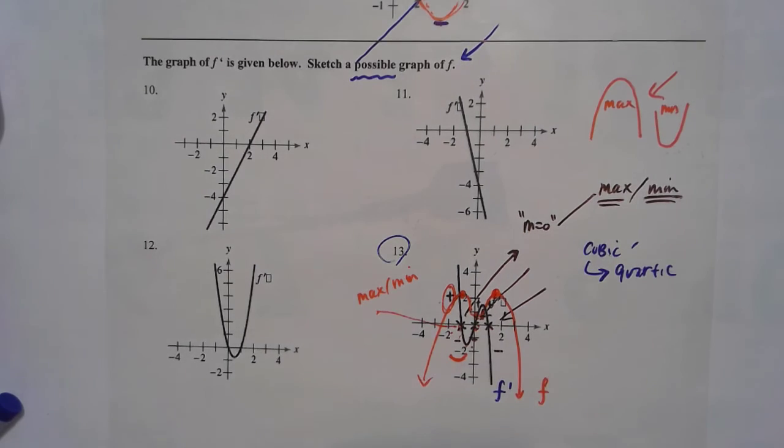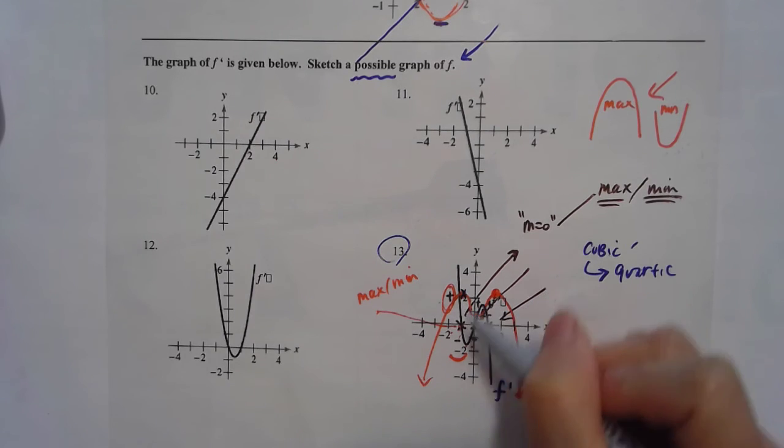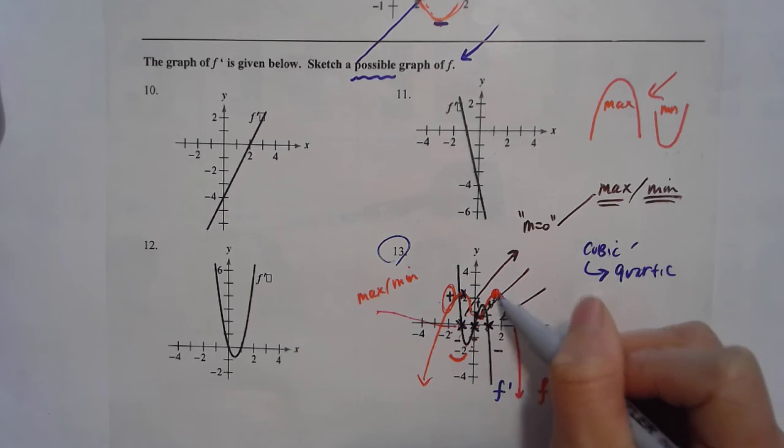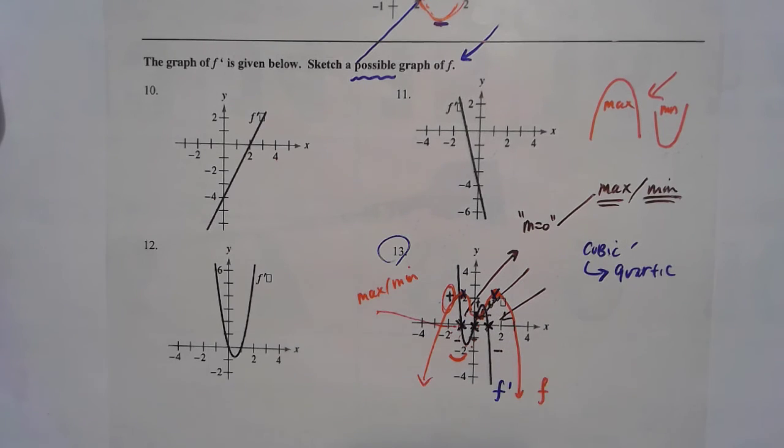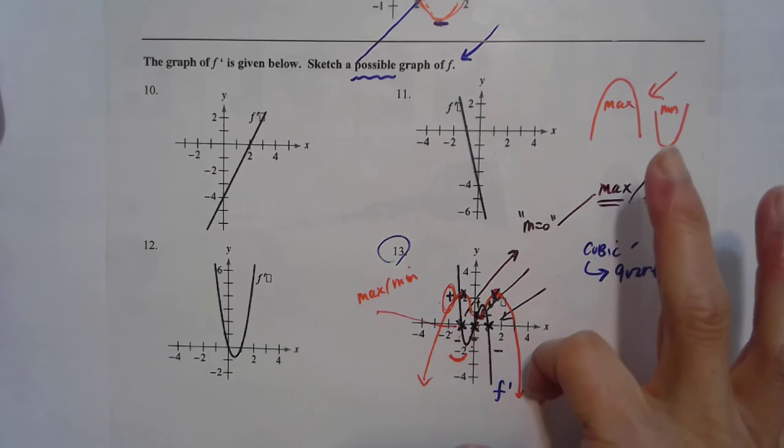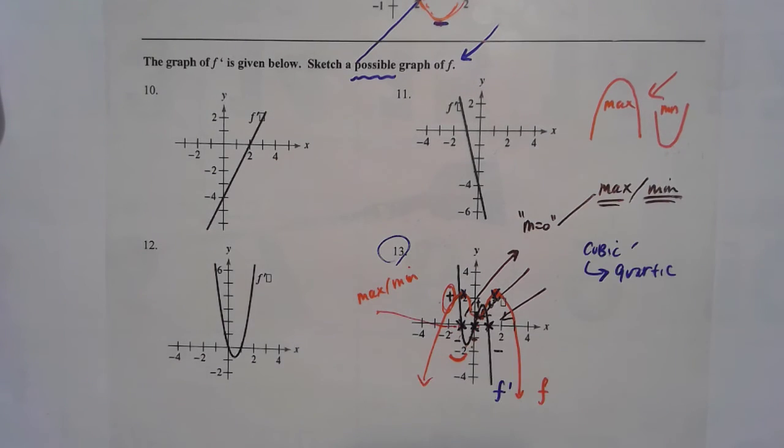So let me just show you that with a darker marker, maybe blue, okay? Again, this one and this one go together, this one and this one go together, and this one and this one go together. They should be a little bit better lined up, but remember, it's a possible graph, not an exact graph. So again, you see the quartic graph that happened here, and this is my cubic.